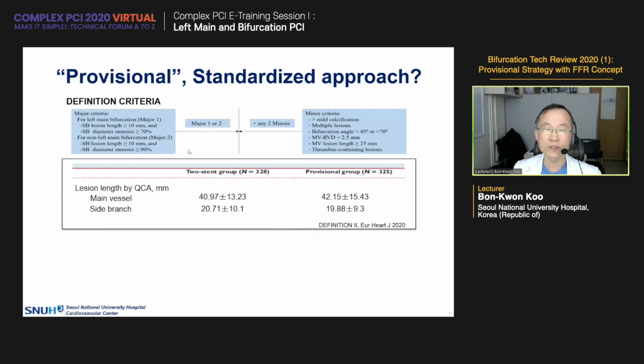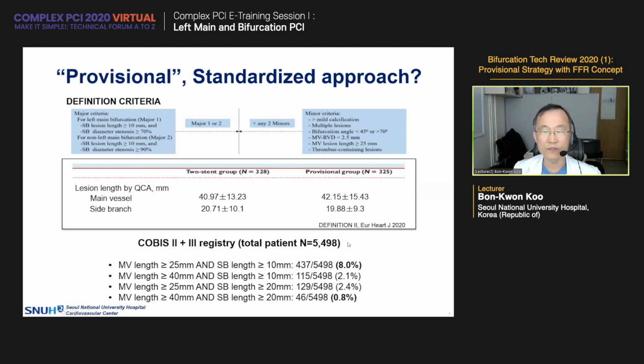We recently have a very nice paper from Dr. Shaoliang Chen's group, which compared the two-stent and provisional strategy in the DEFINITION II trial. It is surprising to see that in this study, main vessel lesion length was around 40 millimeter and side branch lesion length around 20 millimeter. When we reviewed our data of around 5,500 patients, these more than 40 and more than 20 are only around 1%. So this is a beautiful study to show the benefit of two stenting. However, I would say that considering all this distribution of lesion severity, provisional is still a standardized approach.